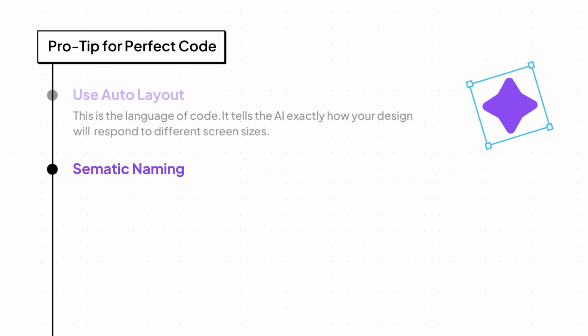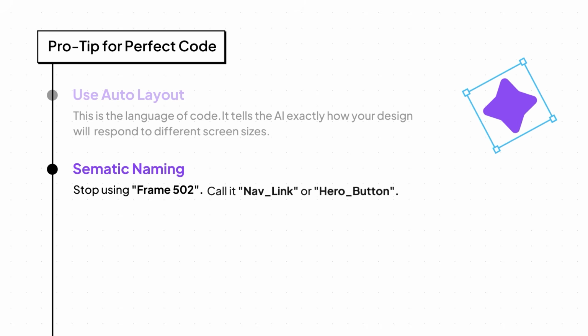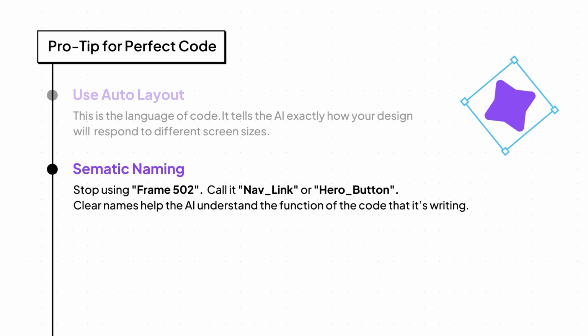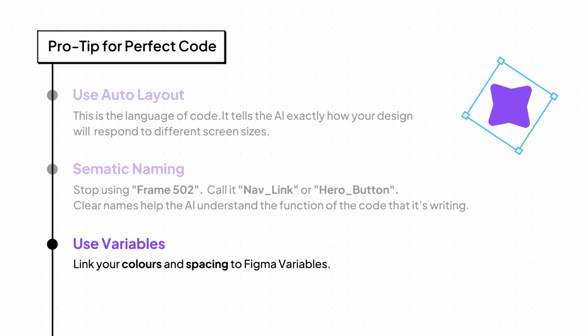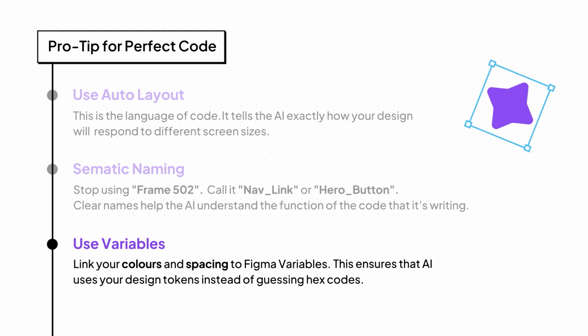Two is semantic naming. Stop using Frame 502 or a random generic name. Call it nav_link or hero_button. Clear names help AI understand the function of the code that it's writing. Use variables. Link your colors and spacing to your Figma variables because this ensures that AI uses your design tokens instead of just randomly guessing hex codes.